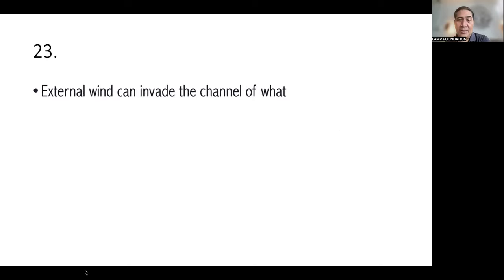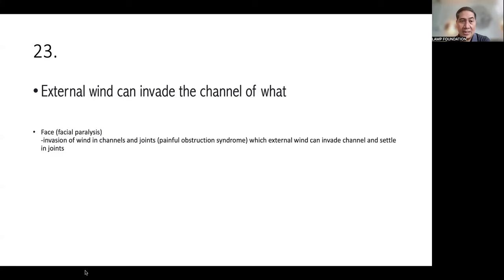External wind can invade what channel? The channel of the what? Which is so common. The face. Yes, that's why we have facial paralysis. Invasion of wind in the channels and joints is called the painful obstruction syndrome, no? In which the external wind invades the channel and settles in the joints.